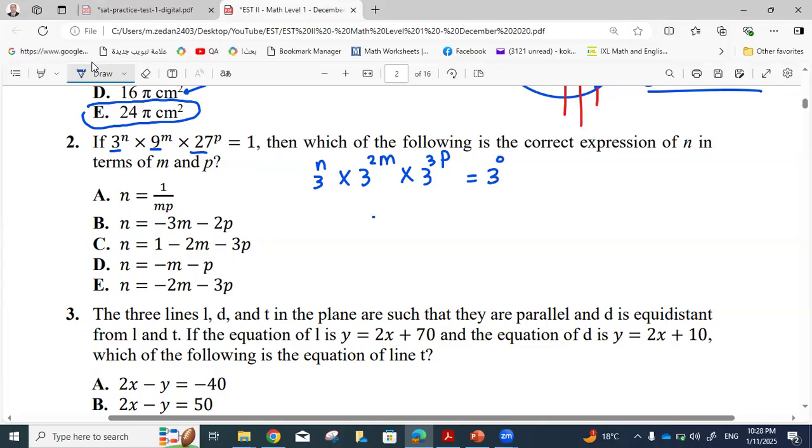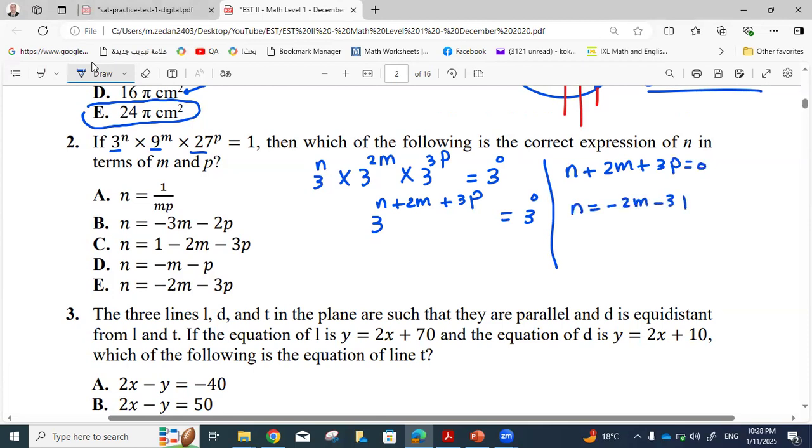So in multiplication, you add the powers. So you have 3 to the power of n plus 2m plus 3p is equal to 3 to the power of 0. Since the bases are equal, the powers are equal. So n plus 2m plus 3p is equal to 0. If you make n the subject, it will be negative 2m minus 3p. So the answer here is E.